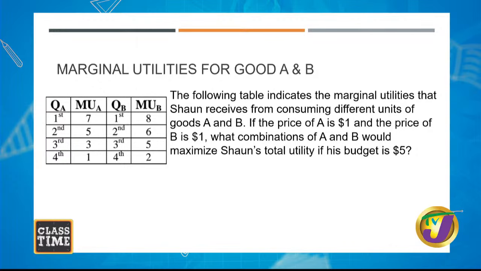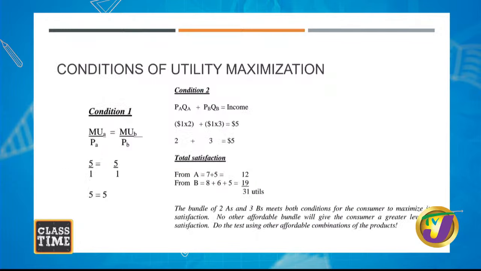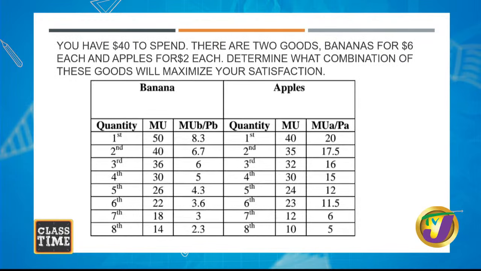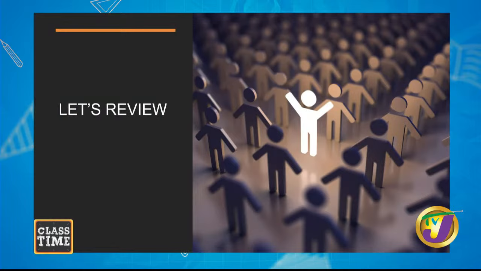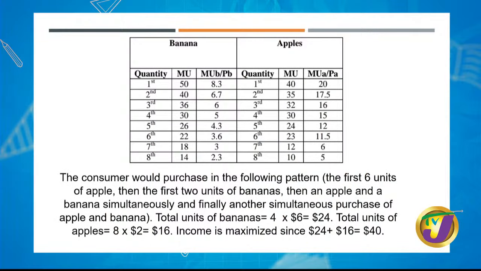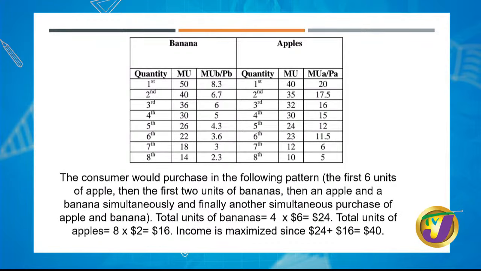I want you for your assignment now to calculate the total utils based on those goods and also to see if the consumer was maximizing their income. I also want to mention that when you have a situation where the prices are different, you will look at the marginal utility per dollar of both goods. In this example, you're seeing two goods. The price of one good is $2 and the price of the other good is $4, and you have the marginal utility. Your first step will be to calculate the marginal utility per dollar and then make the comparison.